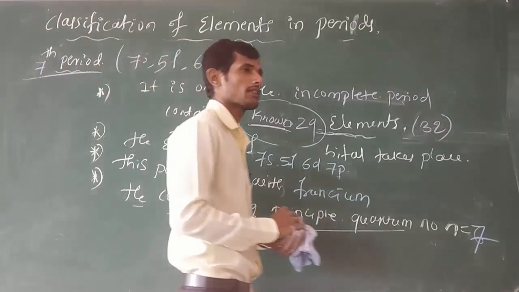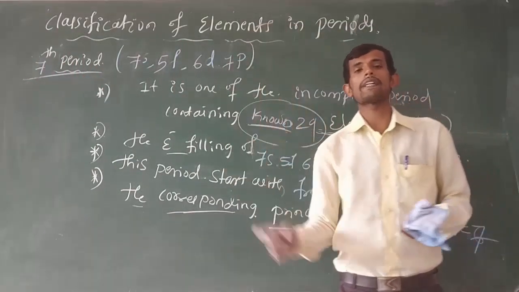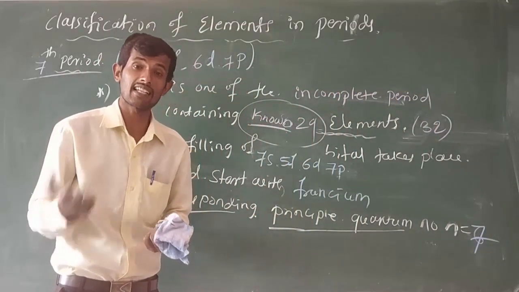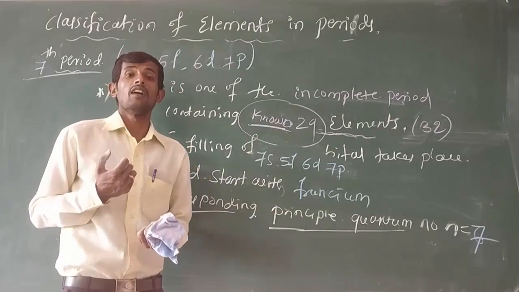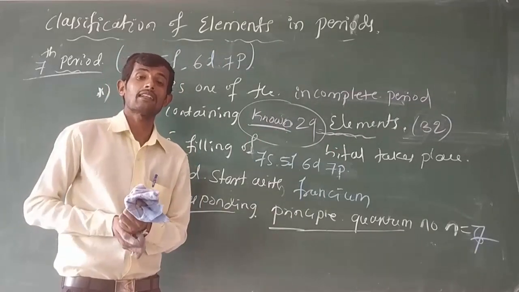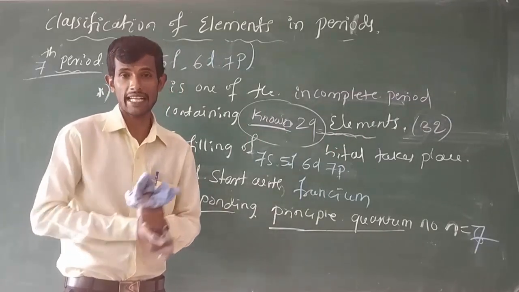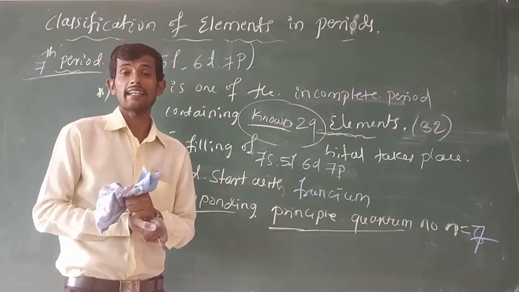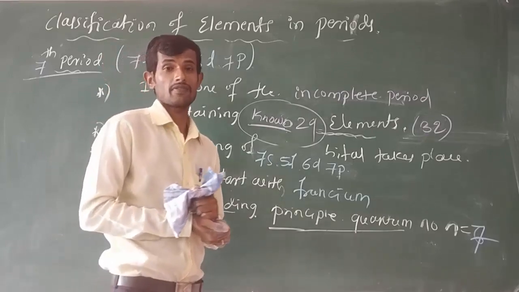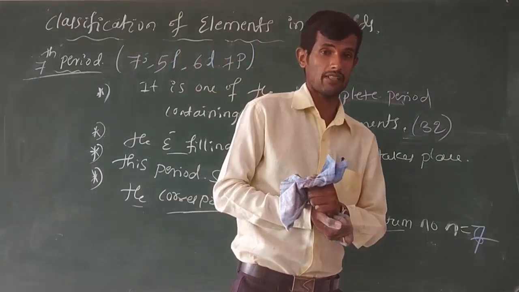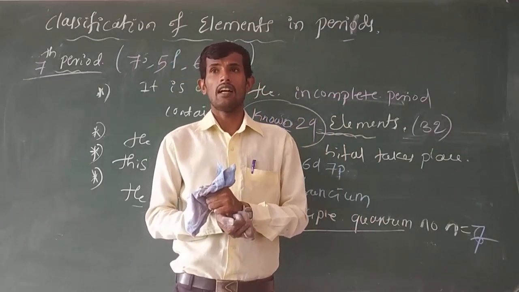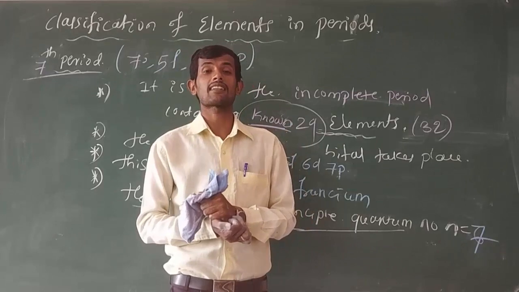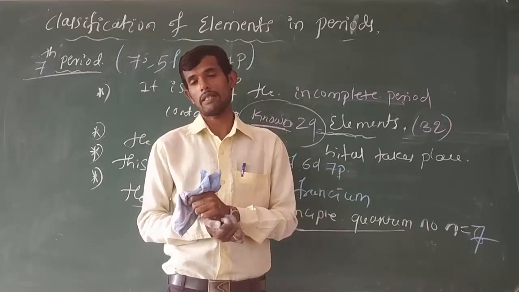Students, one more important thing, remember 6th period elements are also called lanthanides. 7th period elements are also called actinides. These lanthanides and actinides are also called inner transition elements, and they come in place of F block elements.